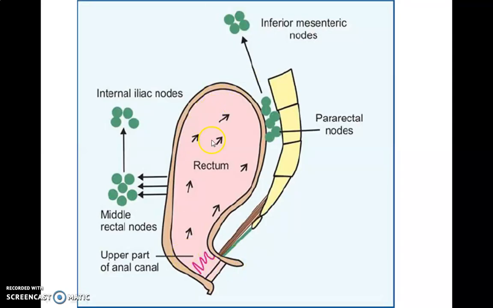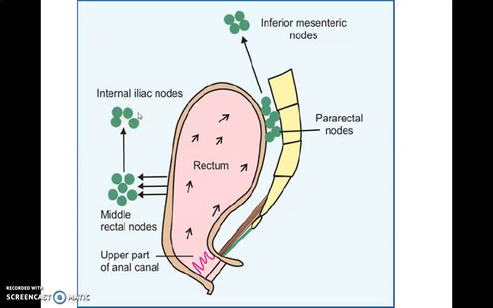See here, this is the rectum. In the upper half of the rectum, lymphatics pass along the superior rectal vessels into the inferior mesenteric group of lymph nodes. Few vessels may be intercepted by the pararectal group of lymph nodes, which are situated on each side of the rectosigmoid junction. Lymphatics from the lower half of the rectum pass through the middle rectal vessels into the internal iliac group of lymph nodes.